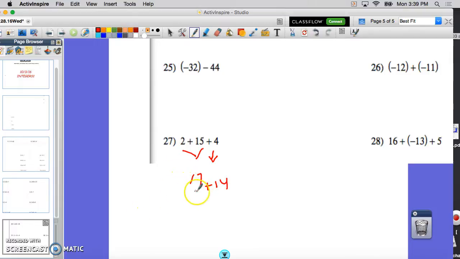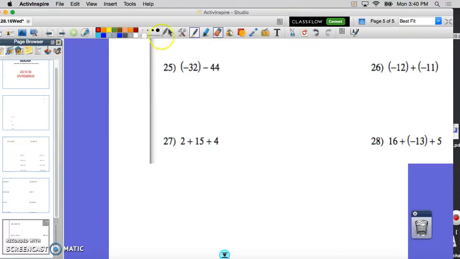And take a look at what we have again. So now I have a positive plus another positive. That should be 4, not 14. Okay? What do we do when we have a positive plus a positive? We add, and the answer will be positive. So your answer here should be a positive 21.